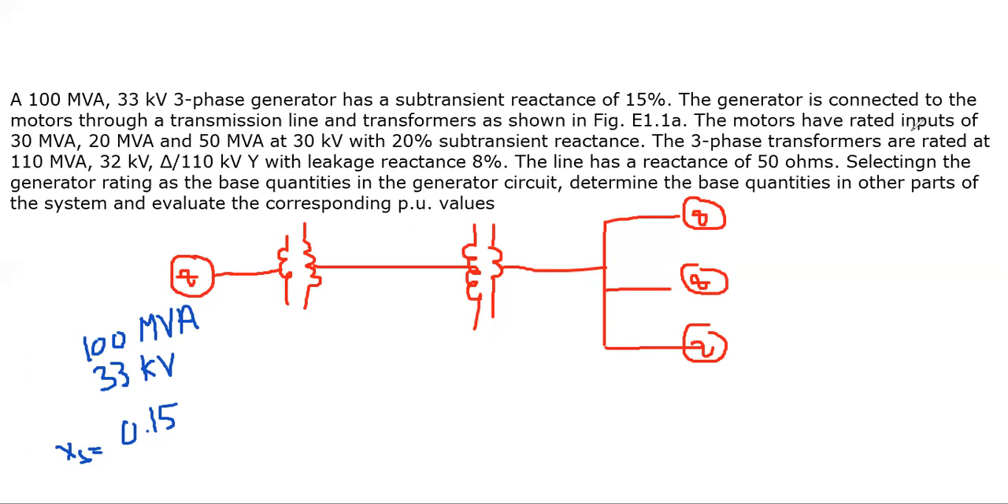Now let us move ahead. The motor has the input of 30 MVA, 20 MVA and 50 MVA.